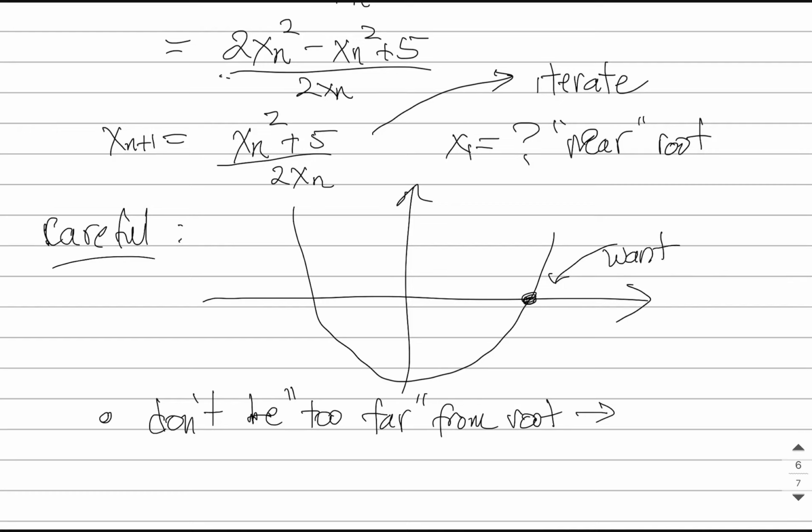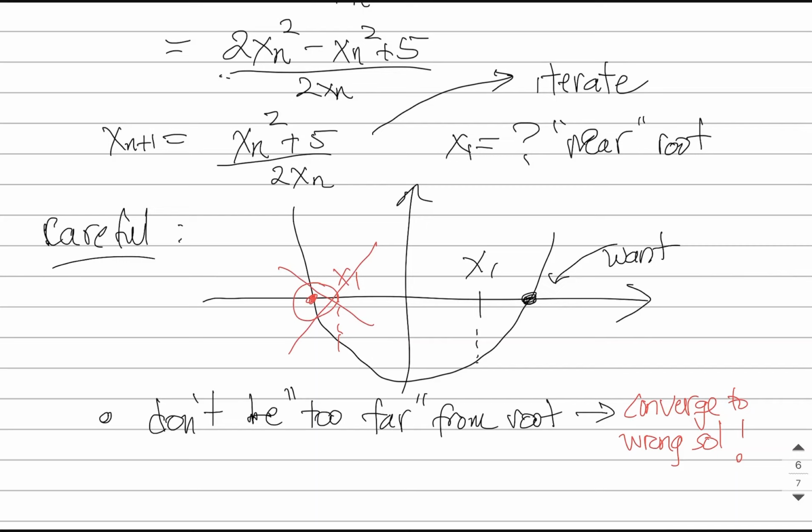Now, I would love to pick my x1 somewhere here because it's kind of close. But don't be too far. If you pick your x1 over here, that means you might converge to the wrong solution. You might converge to this root. And that's no good. You don't want to go there.